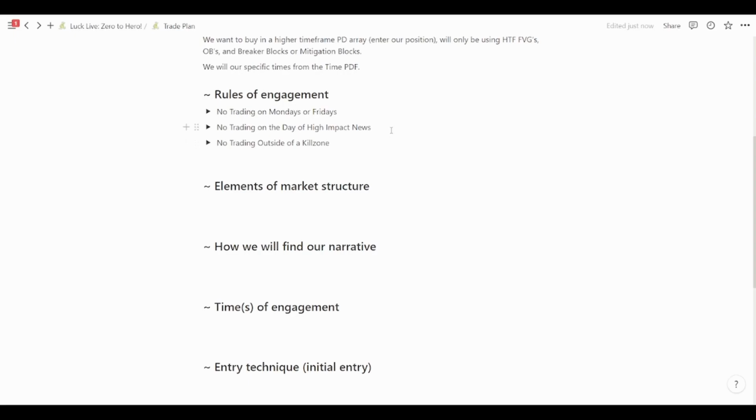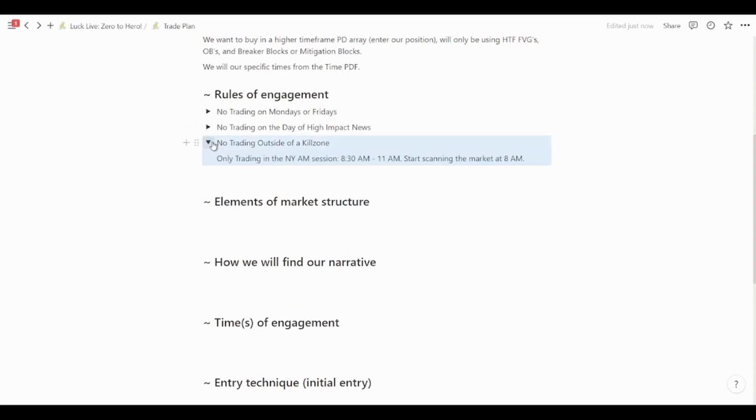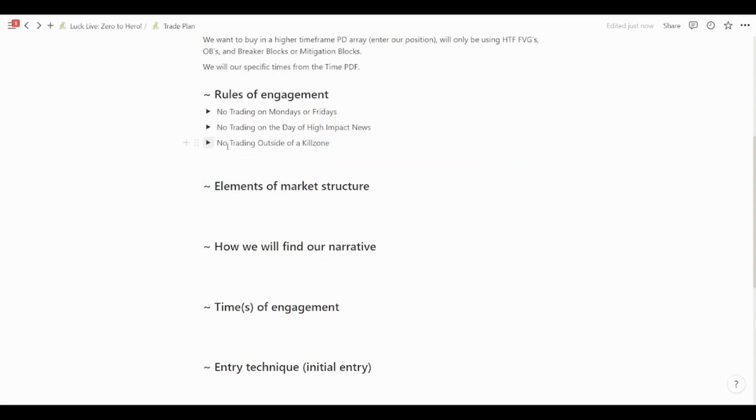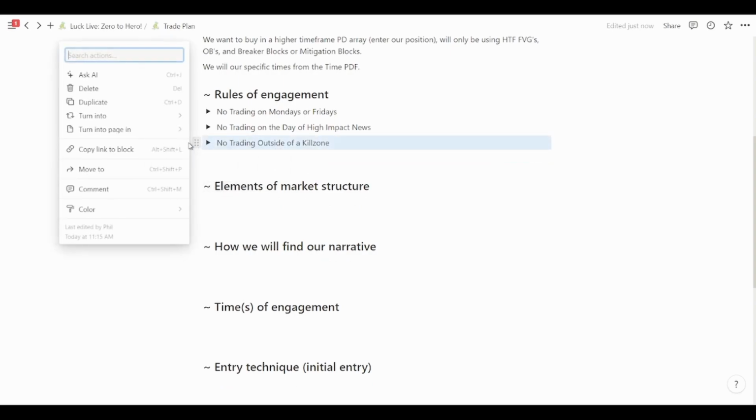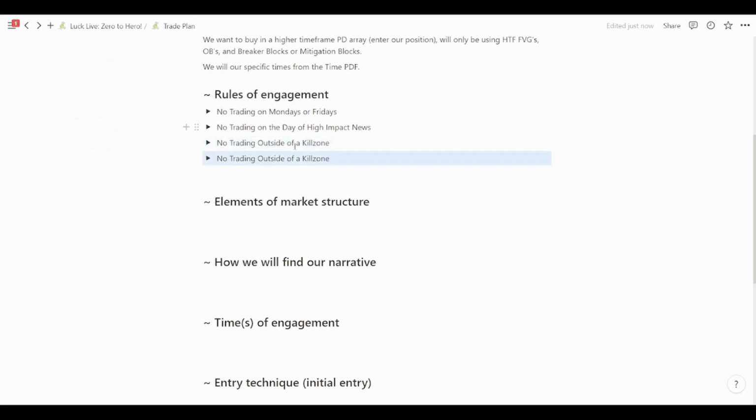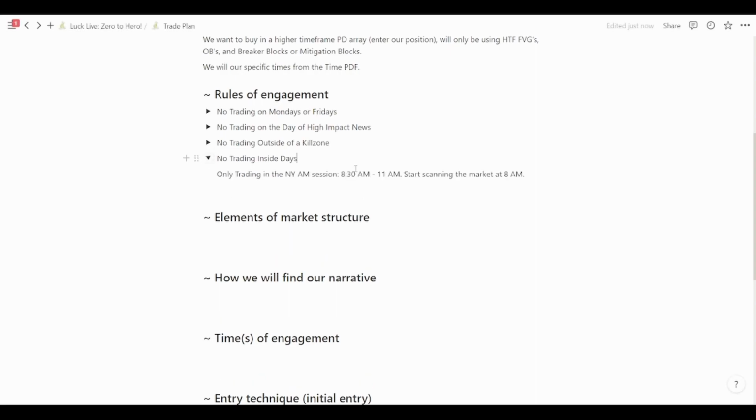What do we have next? I will not be trading inside days. So what does an inside day mean? Inside days essentially mean the asset that I'm trading is going to be trading within the previous daily candle.